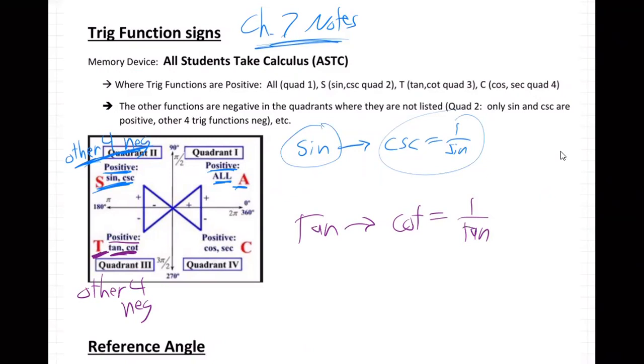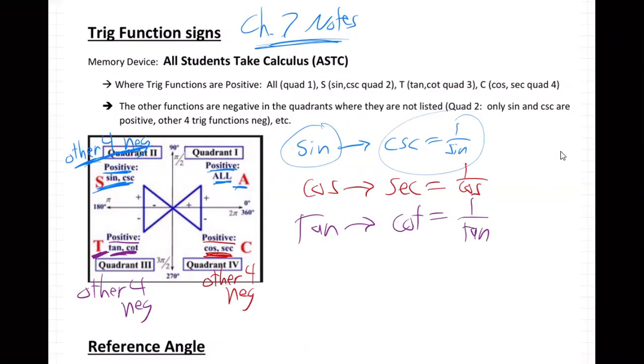And then finally, we go to quadrant 4, where the only ones that are positive are cosine and secant. Cosine and his upside down, his reciprocal function, secant. Only those two are positive. The other four are negative, which is sine and cosecant and tangent and cotangent. The other four are negative in quadrant 4.